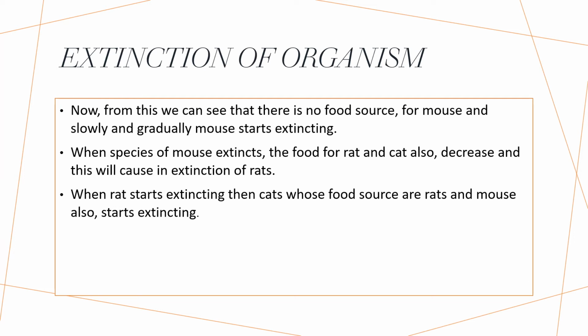So extinction of mouse will lead to extinction of rats also. And cats, whose food source is rats and mice both, will also gradually start going extinct.